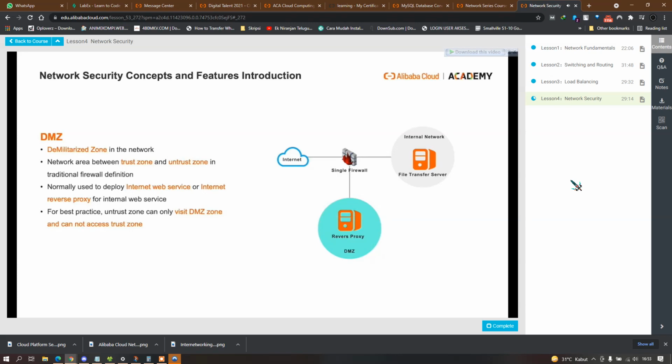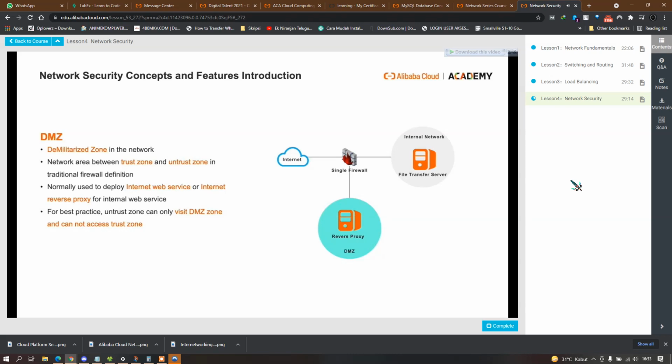And for the last point, for best practice, when we're configuring the firewall and the DMZ, we will set the policy like this. The untrust zone can only visit the DMZ zone, because sometimes we consider that the untrust zone is not safe, right? So the DMZ is an area that receives the access from the untrust zone, and then the DMZ can visit the internal network, because after all, the DMZ is a system that belongs to your internal system, right?